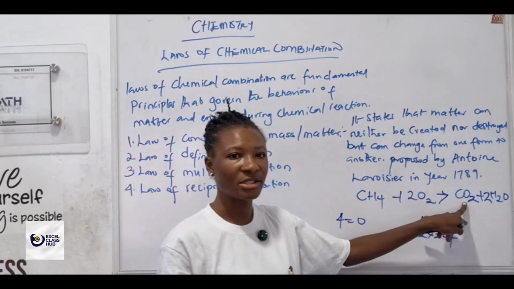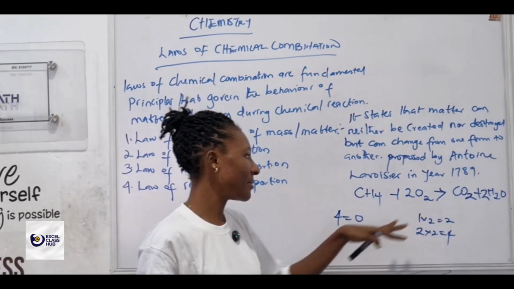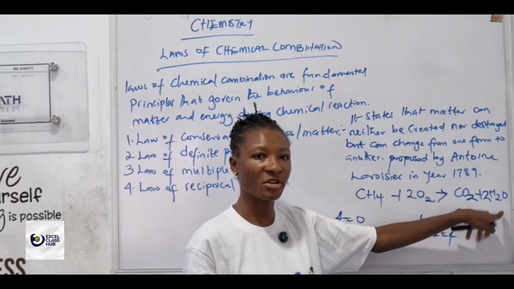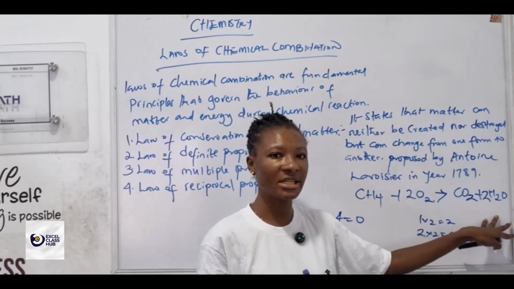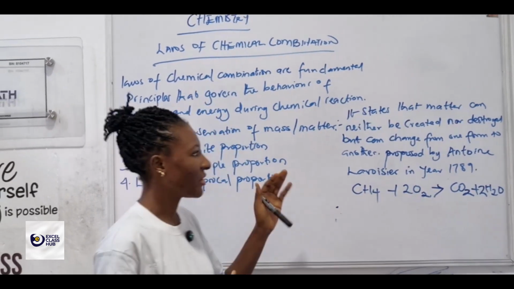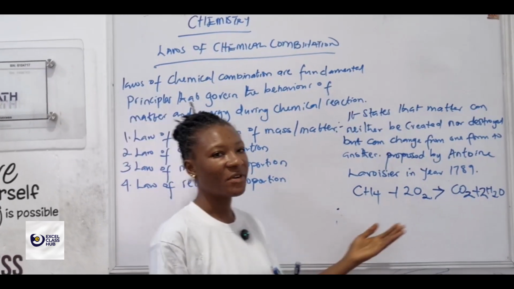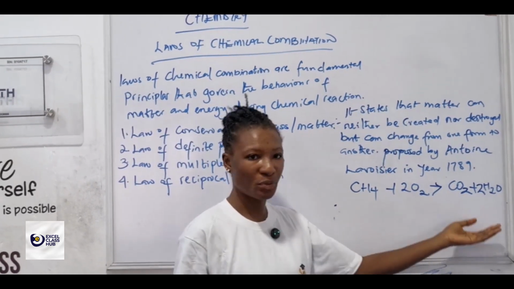From carbon monoxide to now carbon dioxide. By the time you look at it, 2 times 2 will give us 4. 2 atoms plus 2 moles will give us 4 oxygen. That means our oxygen is balanced. Matter can neither be created nor destroyed, but can change from one form to another, irrespective of the reactants we are using to give us a new product.